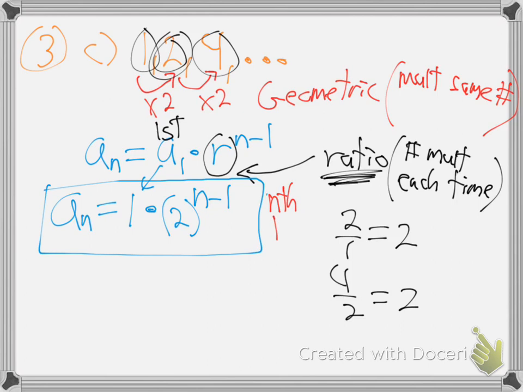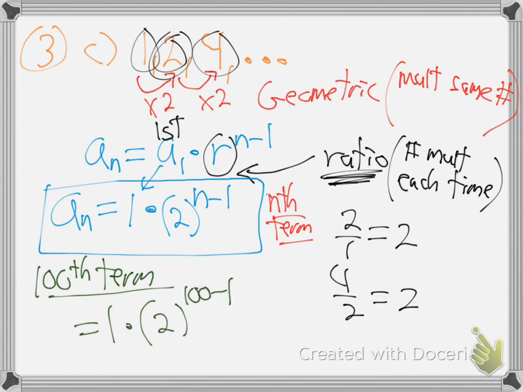And now, last thing is they want the 100th term. How do we find the 100th term? Plug in 100. It's 1 times 2 to the 100 minus 1, which is 2 to the 99. We'll just leave it that way. You don't have to do it on your calculator. It's gigantic, crazy big. That's the same way I'll do it on the test.